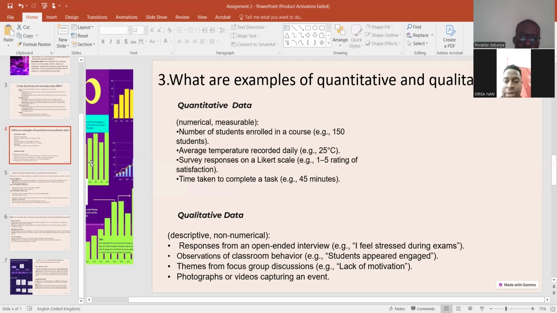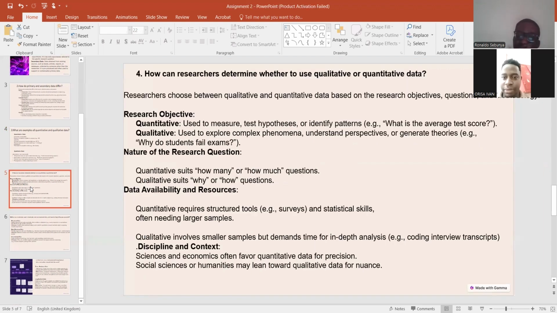So I'm going to be taking you through when researchers can determine whether to use quantitative or qualitative data. One of the big decisions that researchers have to undertake is to find out which data they should use in order to unlock the answers they want, right? Basically, the insights we're going to get from the data depend on which kind of data we are getting.